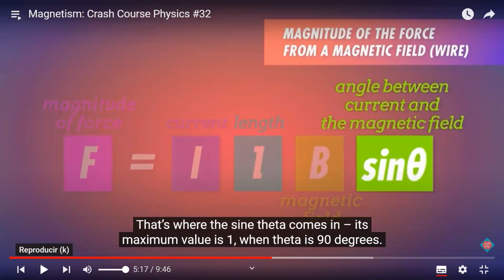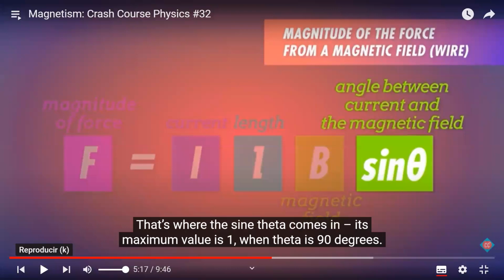The larger the current, the larger the magnetic field, and the larger the length of the wire, then the stronger the force. Everything's going to be directly proportional. Remember when we were talking about capacitance, what are the factors that affect the capacitance? Well, the surface area. The larger the surface area, the larger the capacitance. But the distance between the plates was inversely proportional.